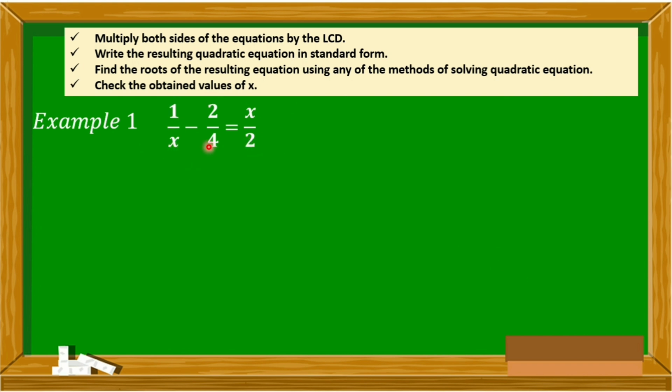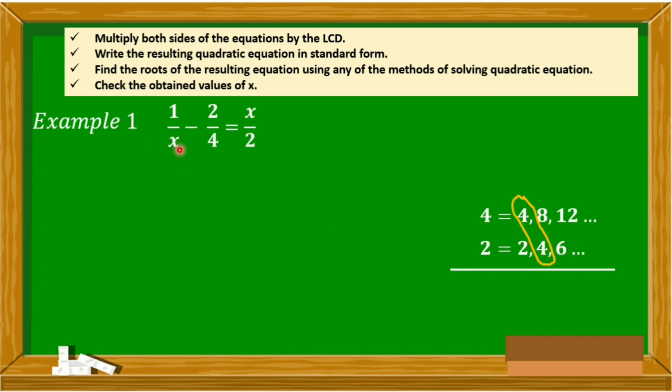Okay, so mag-focus muna tayo dito sa denominator, tapos kunin lang natin yung least common multiple ng mga ito. Unahin natin tong dalawang numbers na to. So, yung 4, ang multiples ng 4 are 4, 8, 12, 16, and so on. And then, yung 2 naman, yung multiples niya are 2, 4, 6, 8, 10, 12, and so on and so forth. And then, kukunin natin yung least common multiple nila. So, yung least common multiple nila dito ay 4.